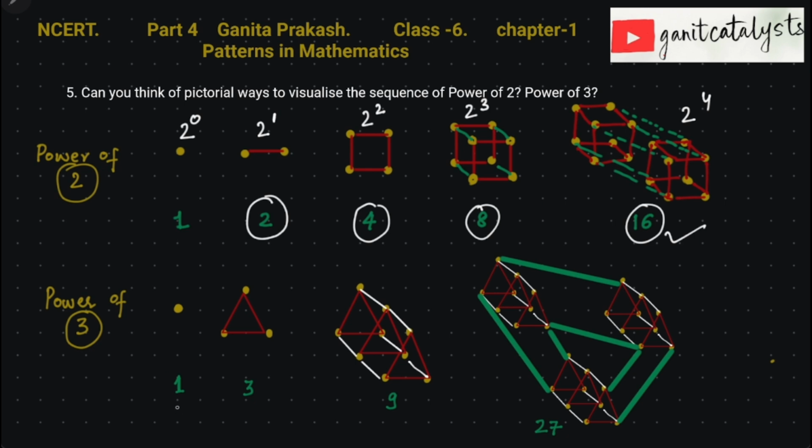Powers of 3 can be written like this. 3 raised to power 0 is 1, so 1 dot is there. 3 raised to power 1 is 3, so 3 dots connected in the form of an equilateral triangle. 3 square is 9, so we have 3 triangles connected to each other. 3 cube is 27, so we have 3 combinations of 3 equilateral triangles connected to each other, forming 27.